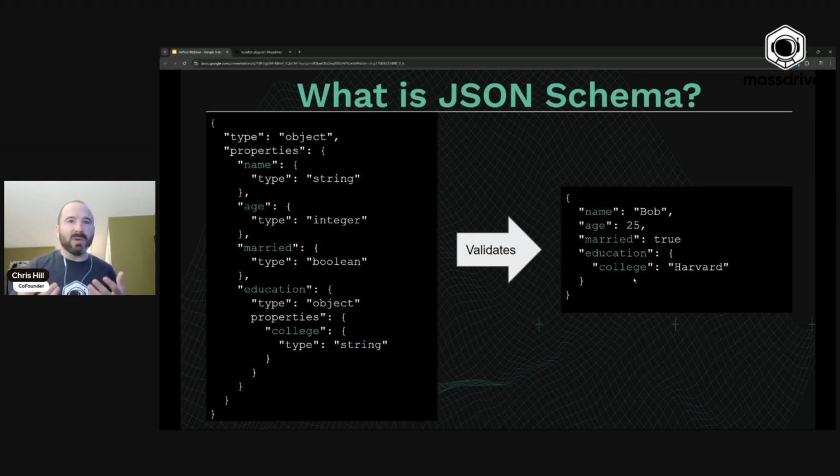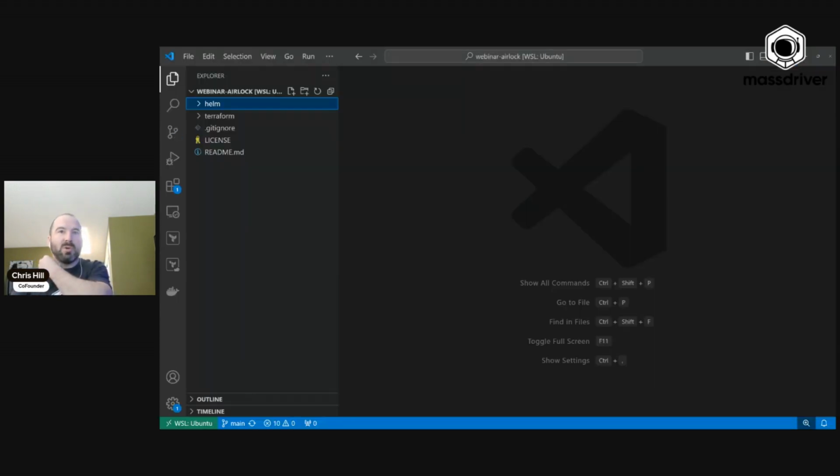So now that we've talked about that, let's actually jump into Airlock and see how it works. So I'm going to open up a terminal that has the webinar materials. The link that I sent earlier was in the Massdriver GitHub org, you can find webinar Airlock, and that's what we're going to be going through here today. So you'll notice we just have two directories in here. We have a Helm directory and a Terraform directory. We're going to use these two as examples for how Airlock can help us validate inputs for both Terraform and for Helm. And we're actually going to start with Terraform.